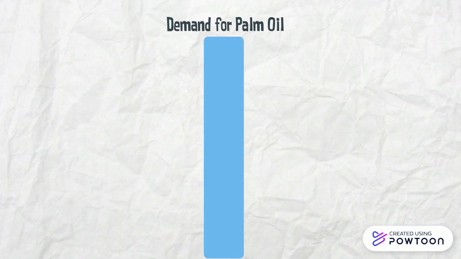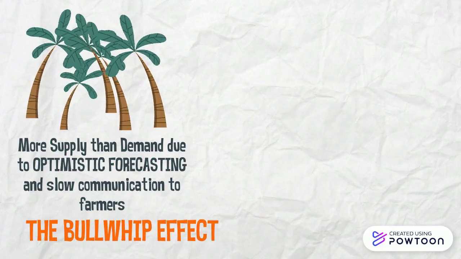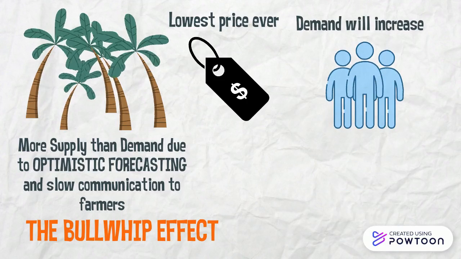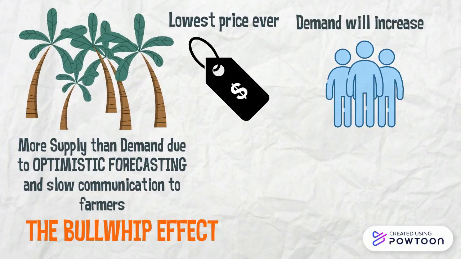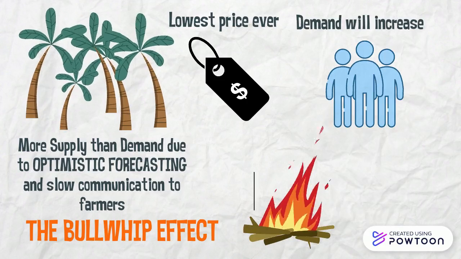Supply chain managers have also not been aware of the recent fall in demand for palm oil. A glut in supply has driven prices of palm oil to an all-time low, meaning demand is due to increase rapidly and more than ever before. This will promote even more burning of peatlands and increase habitat loss.